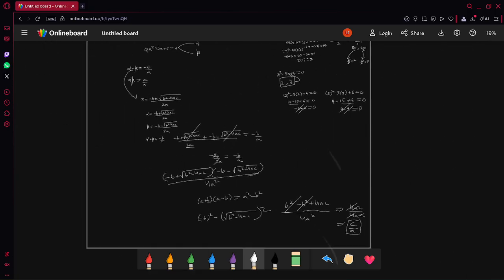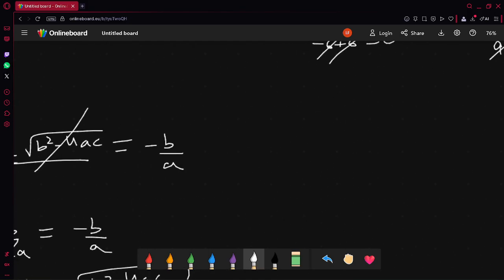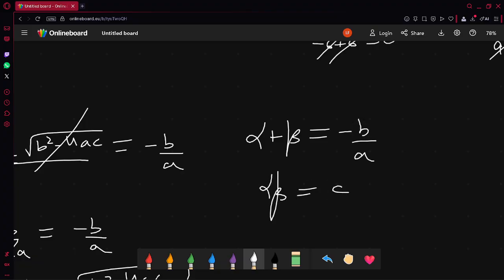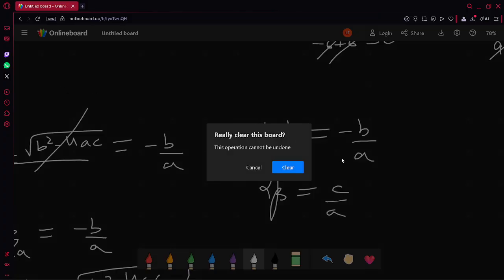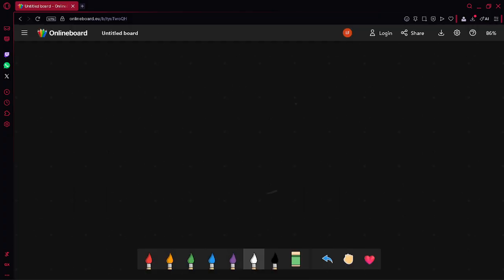So these two formulas are very important for us right now. Alpha plus beta equals negative b over a, and alpha times beta equals c over a. Now, let's try some problems with these formulas.